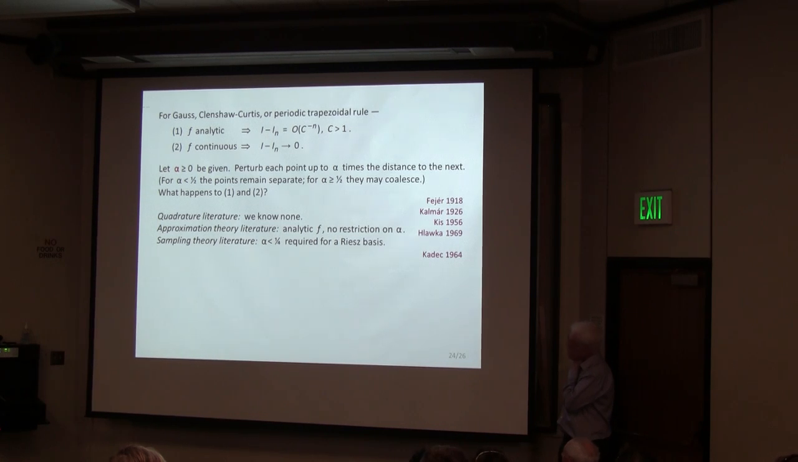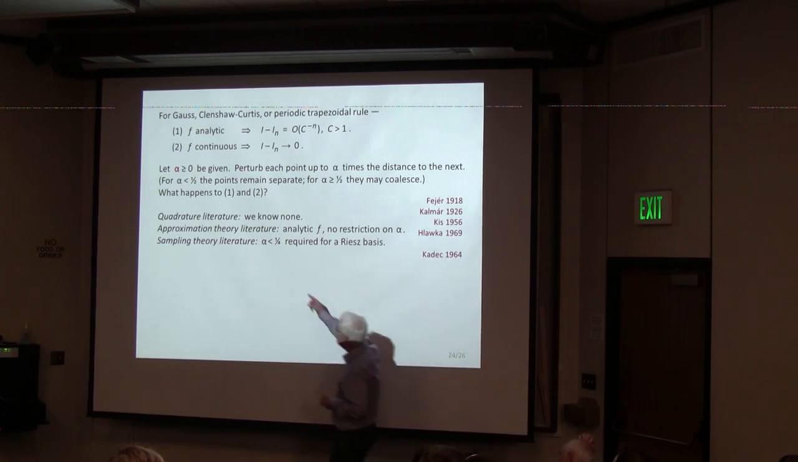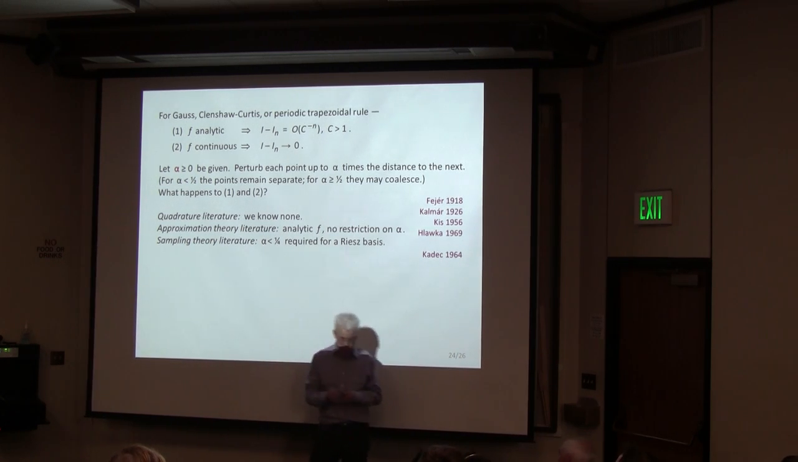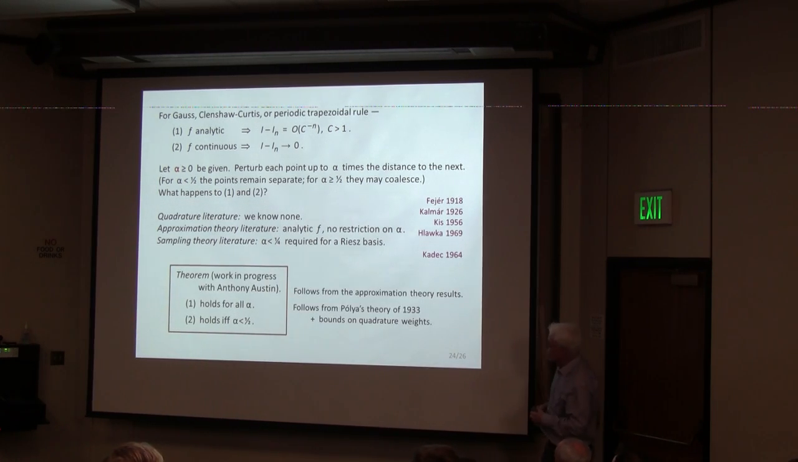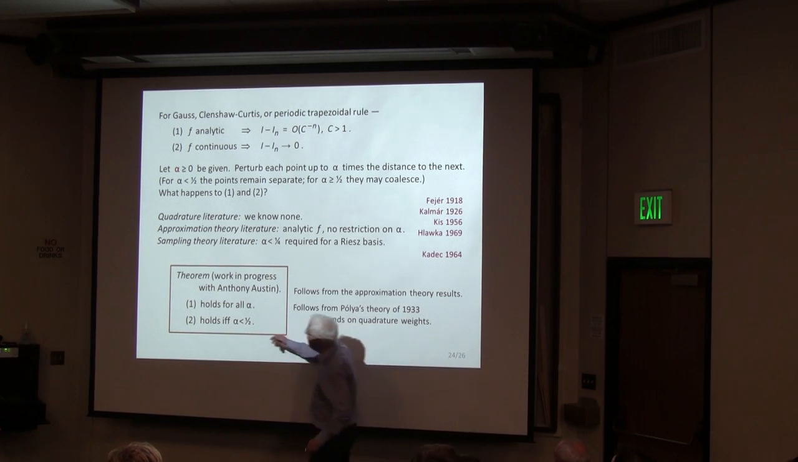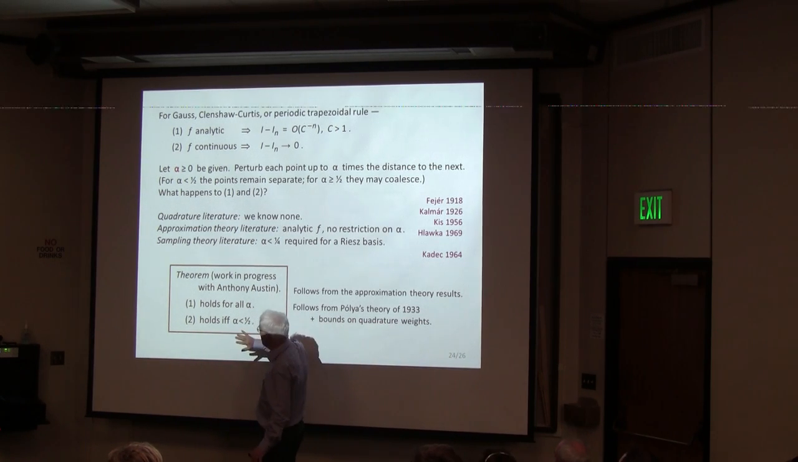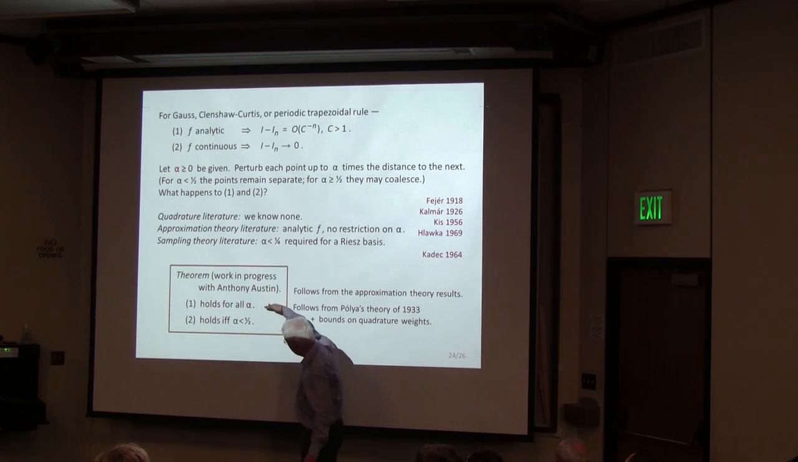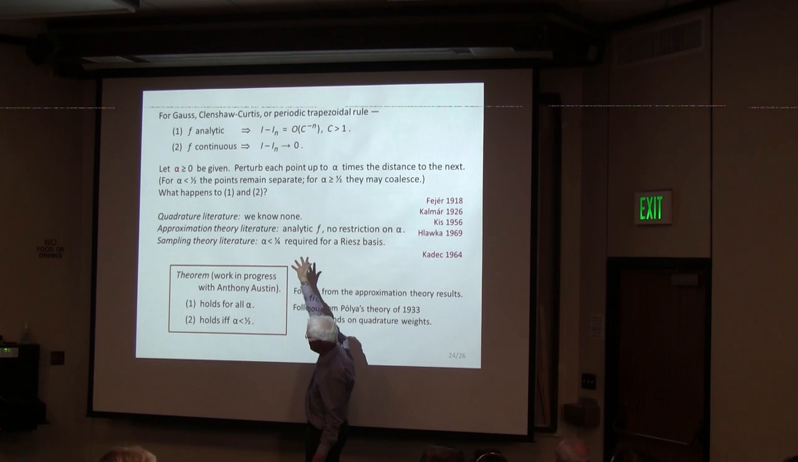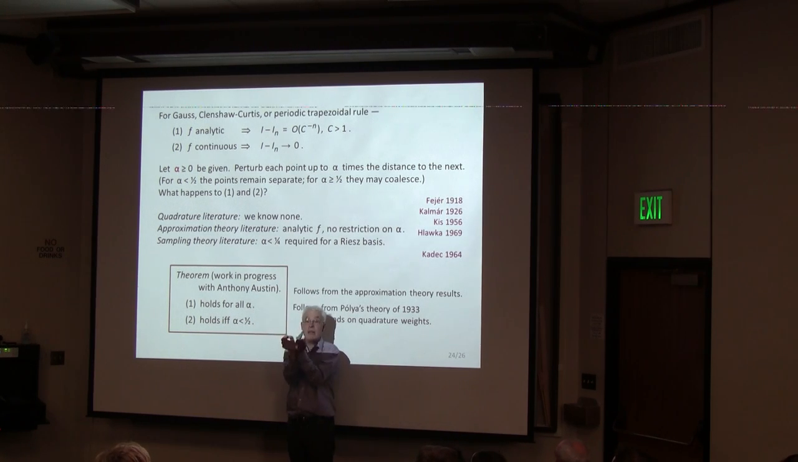What does that have to do with quadrature? I think nothing. We're just proving the theory now. But as far as I can tell, 1/4 has no relevance whatsoever to approximation or quadrature. So I think what we are in the process of showing is that if you perturb the points, the same old non-robust result that the approximation theorists have mentioned is still true. And the quadrature convergence in practice, continuous functions getting the right answer, holds so long as the points remain separated. So alpha less than a half is the crucial thing.